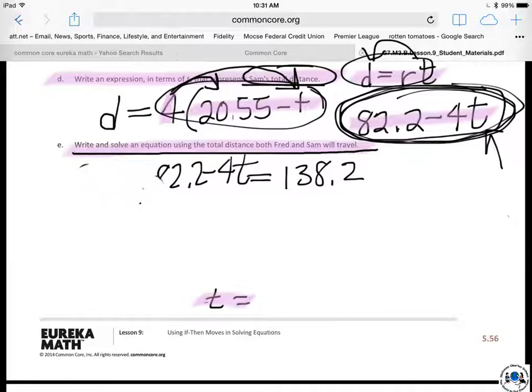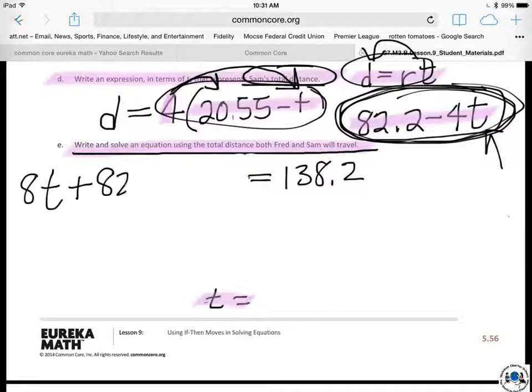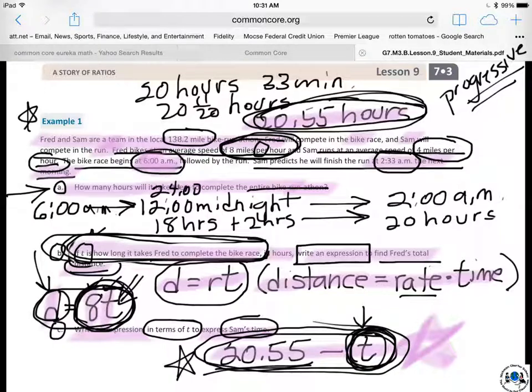Okay, let's just open this up a little bit more and make it a little bit nicer. So our initial equation is going to be 8t, which is Fred's distance, plus 82.2 minus 4t, or why don't we just do like we like to do, let's use sums: plus negative 4t equals 138.2. 138.2 again is that total distance that we have already. We did not need to figure that out. We had it, again, it's right here.